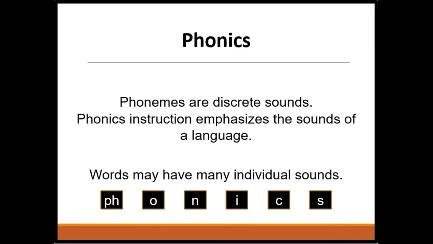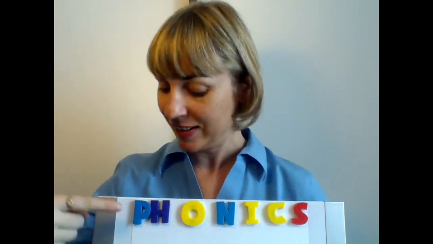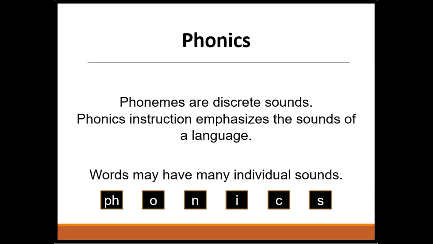How many discrete sounds are in the word phonics? F, o, n, i, k, s. Did you hear 6 discrete sounds? Notice there are 7 letters in the word phonics. This shows that more than one letter may be used for one sound.